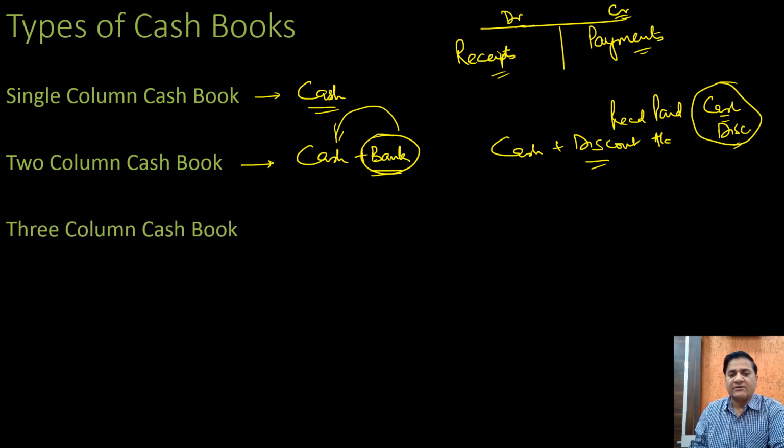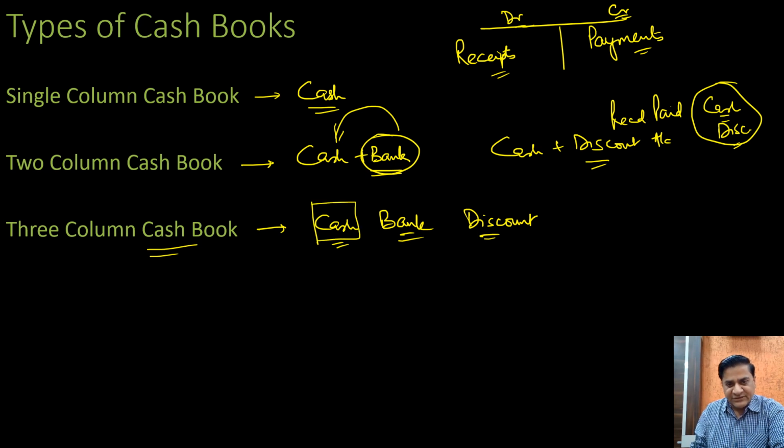Then you have a three column cash book, wherein you have three columns, one dedicated to cash, the other dedicated to bank, and the third dedicated to the discount account. In other words, if you have these three to be recorded at the same place, then that type of cash book would be called a three column cash book. And you need to remember one thing: if you have any transaction wherein both cash and bank are affected simultaneously, you have to pass a contra entry.